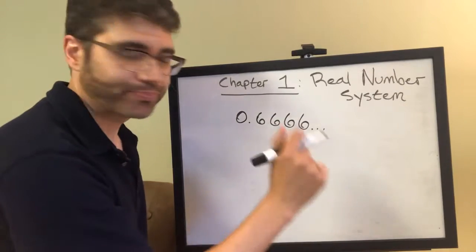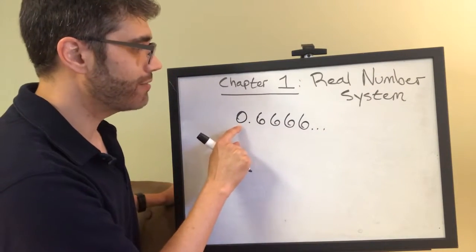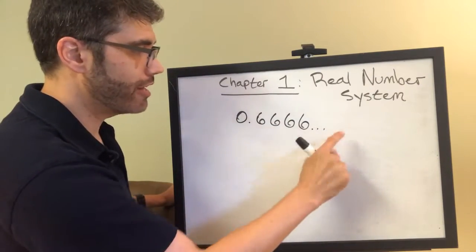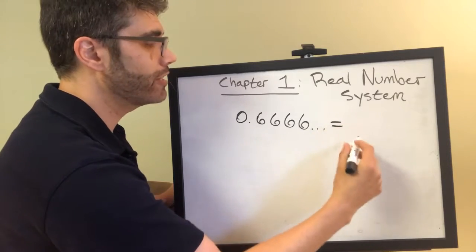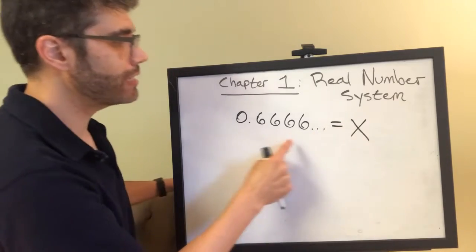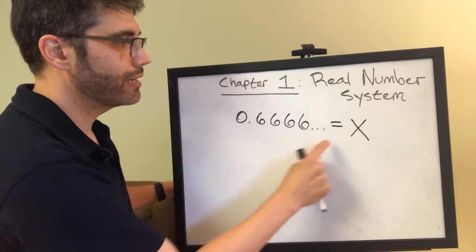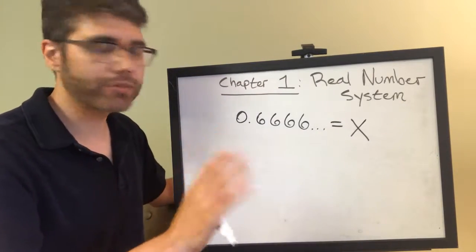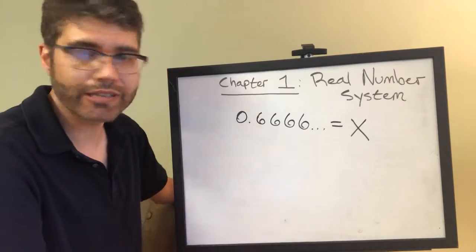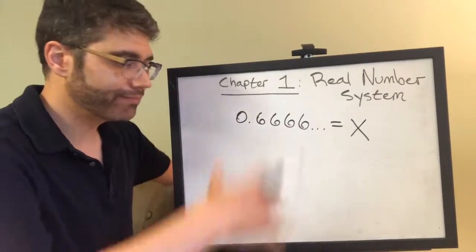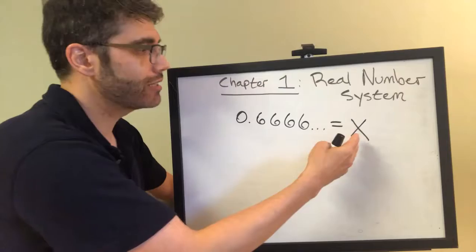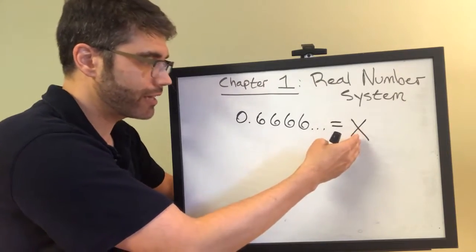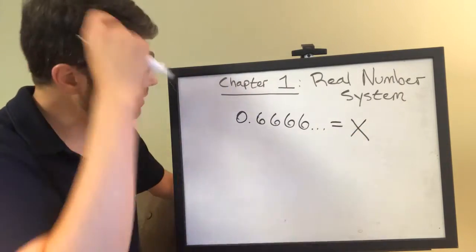Here we go. We have this number and it goes on forever. We're just going to call it x. We're going to say all of this is equal to x. Just a variable that we made up. You could say x, you could say a, you could say z. It doesn't matter. We're just setting it equal to something that we make up, okay?